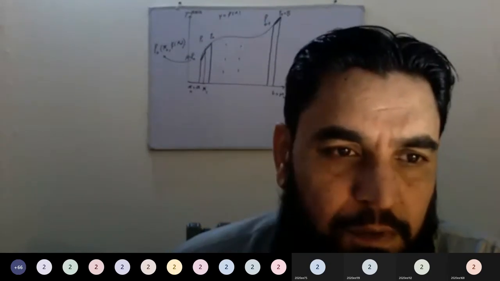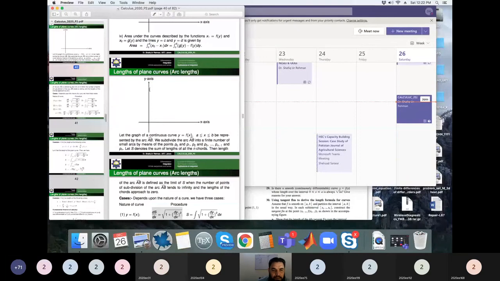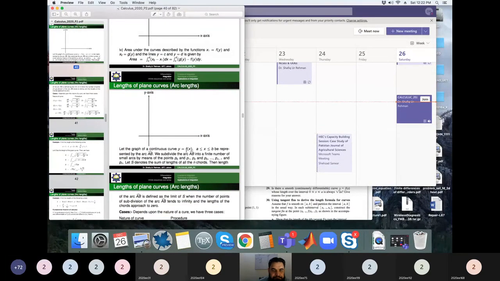All right, so following this figure, we look into the description. We see that let the graph of a continuous curve be defined over the interval from A to B, represented by the arc AB, for example, initially. Then we subdivide it into finitely many small arcs by means of the points. So the very first arc is against these 2 points, P0, P1, the second one, third one, and so on.